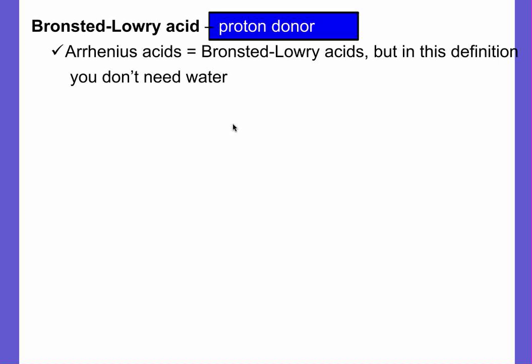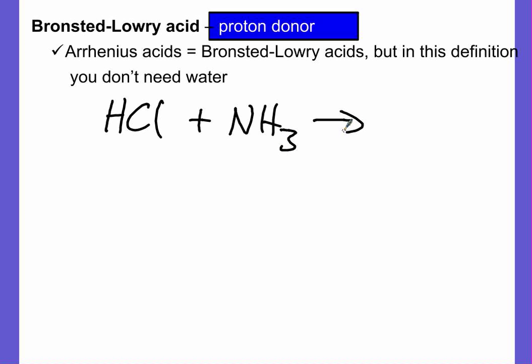But the difference between this and the other version that we talked about is that if I have an acid in this context, like hydrochloric acid, I don't actually need water for these reactions to occur. I just need to have one thing to accept a proton and one thing to donate that proton. So this hydrochloric acid can react with ammonia to make some products, right?